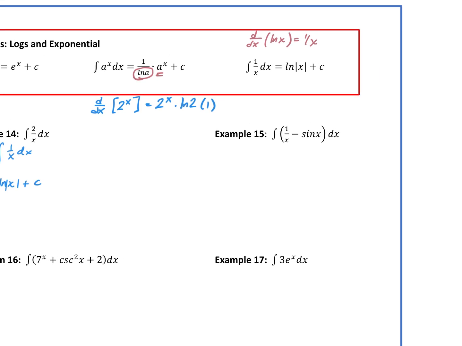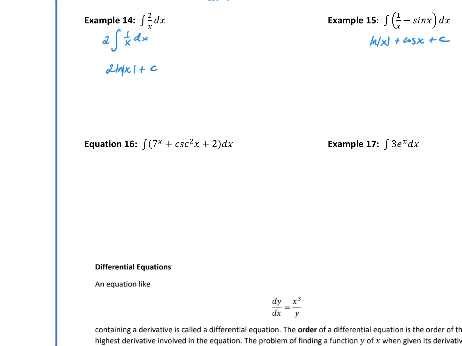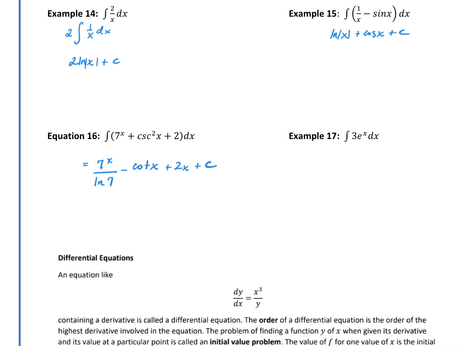This one, integrate 1 over x, which is ln of x, so we get ln of x, and then minus sine of x would become plus cosine of x plus c. All right, here, so this is exponential, so you rewrite it. You divide by ln of the base. You're also dividing by the derivative of the exponent, but the exponent's always going to be 1, okay? And then cosecant squared is negative cotangent, so negative cotan of x, and then plus 2x plus c.